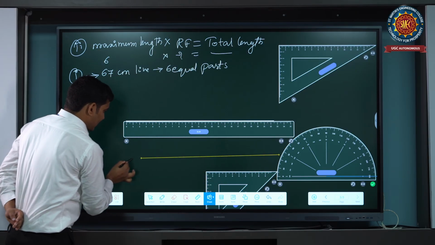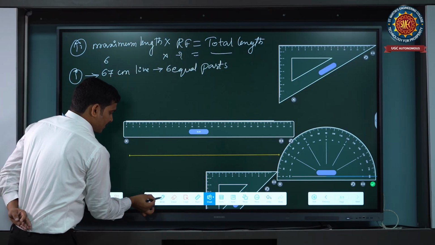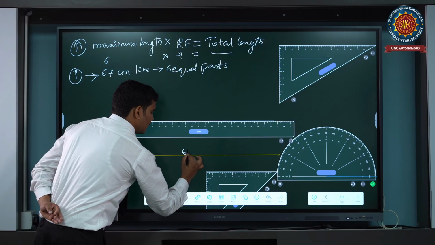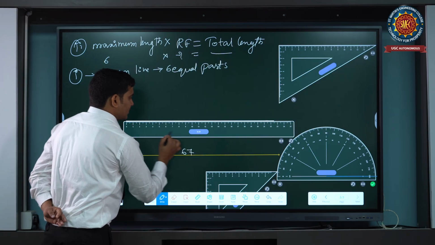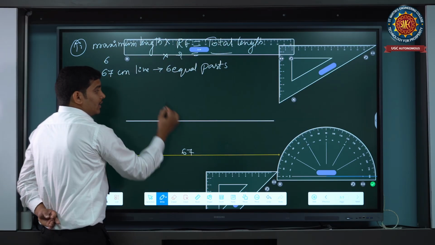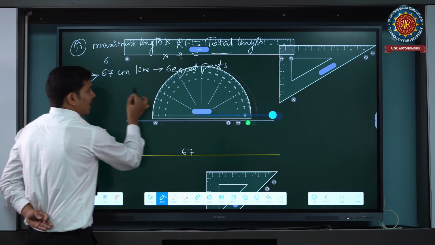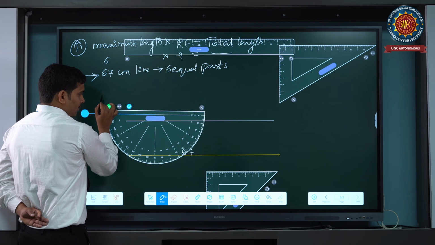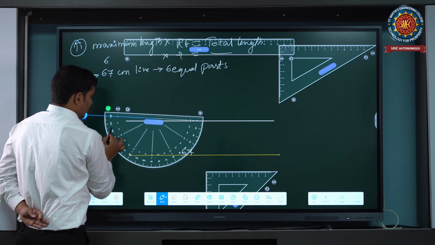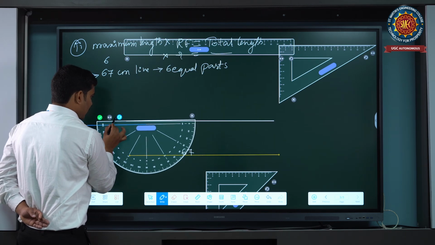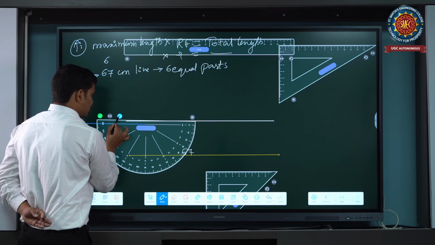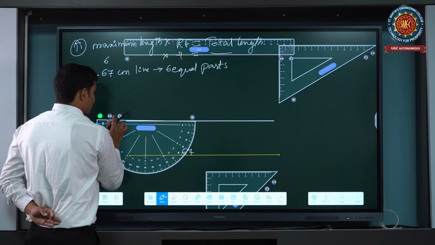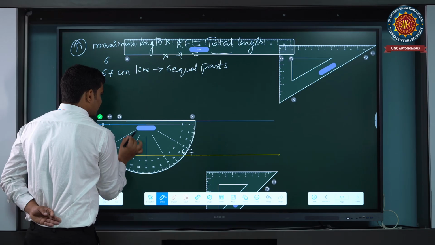Here we can mark the dimension. This dimension is 67. Now the 67 we can divide into equal parts. How many equal parts? As given, 6 equal parts. Now you can rotate the protractor. Now mark the dimensions of the one object. You can measure the dimension in the accurate mode. Now check the dimensions.